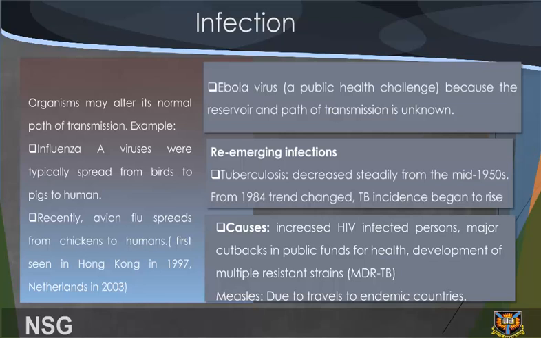Re-emerging infections. Tuberculosis decreased steadily from the mid-1950s. From 1984 the trend changed. TB incidence began to rise. Causes: increased HIV-infected persons, major cutbacks in public funds for health, development of multiple resistant strains (MDR-TB). Measles, due to travels to endemic countries.